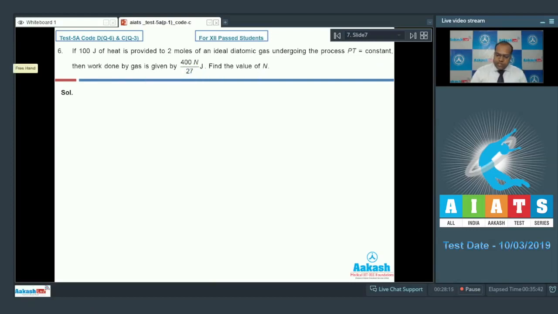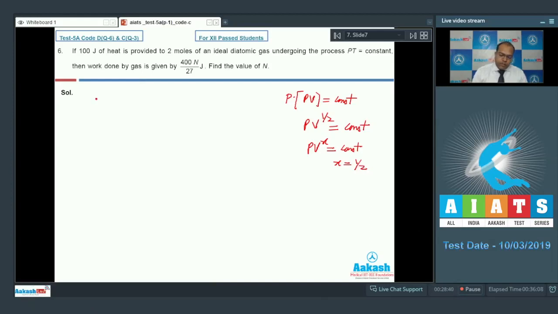So the given process is P root T equal to constant. For the ideal gas, it can be written as P into root of PV equal to constant, or that can be written as P into V raised to the power half equal to constant. So if I compare with the polytropic process PV raised to the power x equal to constant, then the value of x comes out to be half.